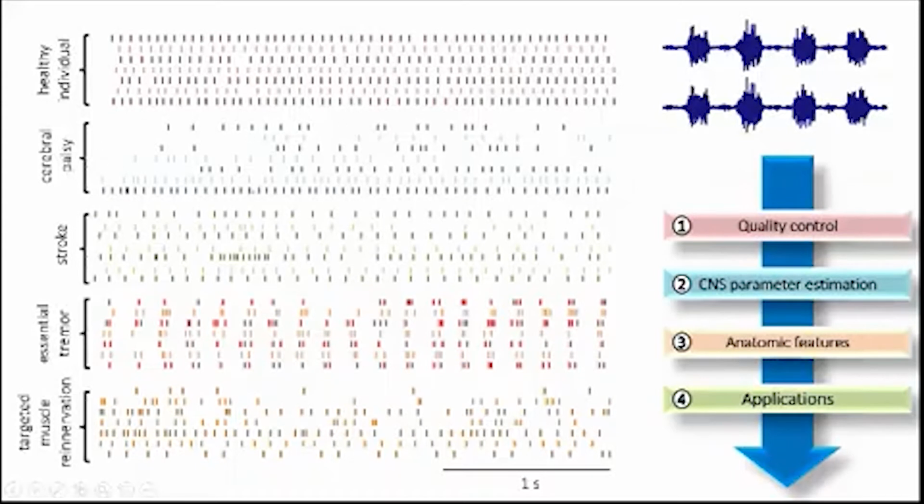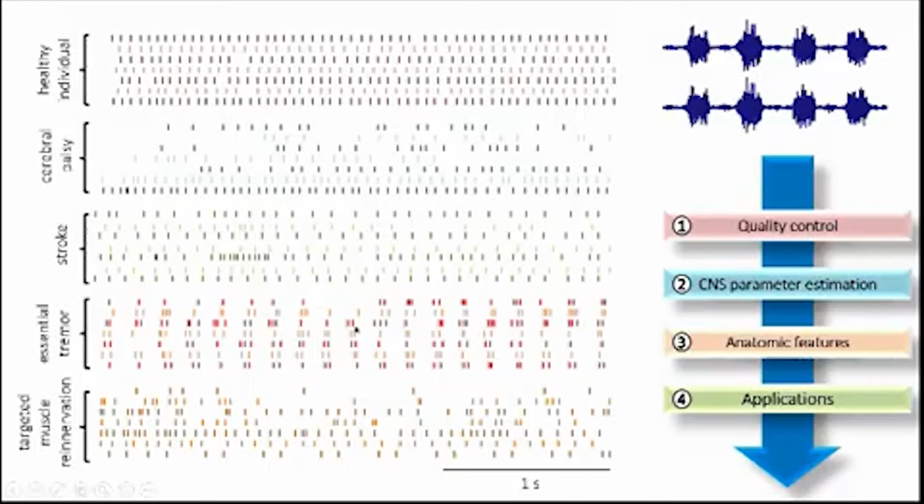Below it's a motor system affected by cerebral palsy, and you can see the huge changes that cerebral palsy causes to the motor system. The same, but in a different way, is caused by stroke. Essential tremor, as one of the most common movement disorders, synchronizes these neural codes into bursting activities. And the last one at the bottom, there are neural codes extracted from the transplanted nerve, so after the targeted muscle reinnervation.